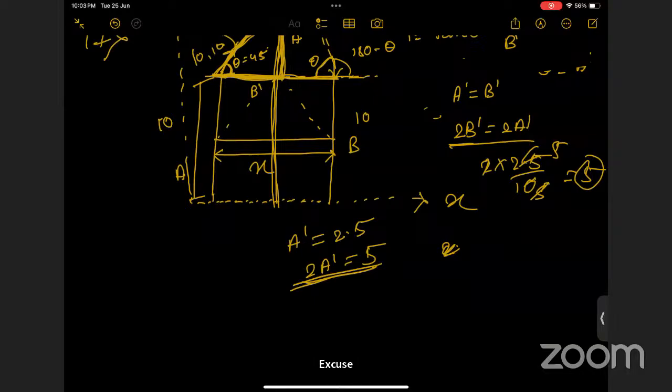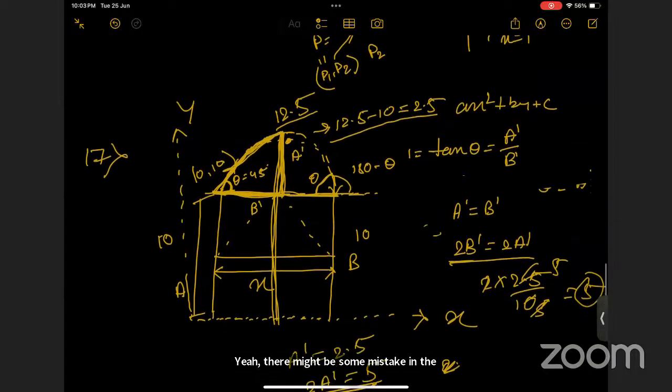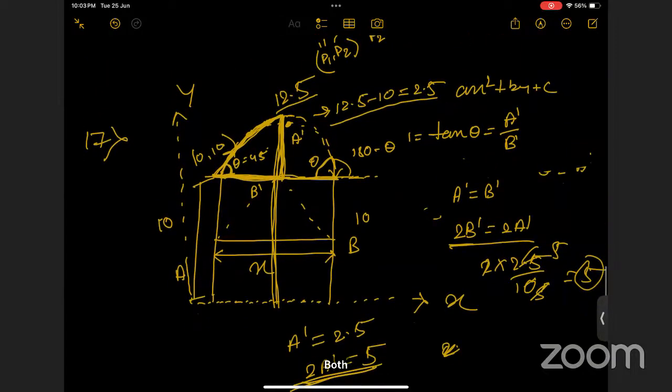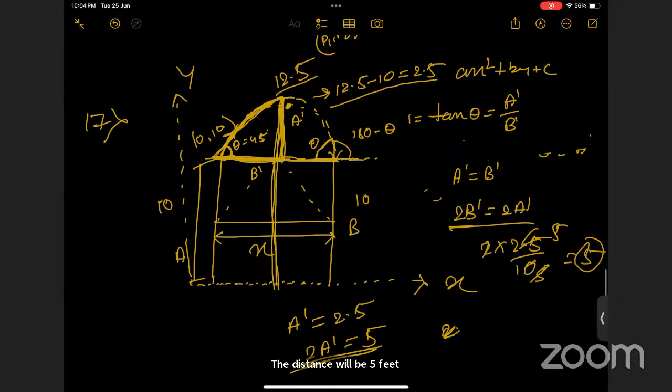Excuse me, ma'am. Yes. Ma'am, I just sent a picture of this question. Please check the answer. 5 feet. Yes. Ma'am, but in that practice assignment it is showing 10 feet. Yeah, there might be some mistake in the answer. But okay, yeah, this is right. The distance will be 5 feet. Okay, ma'am. This is from your practice assignment picture, right? Yes, ma'am. Okay, there might be some mistake in the answer then. The distance will be 5.